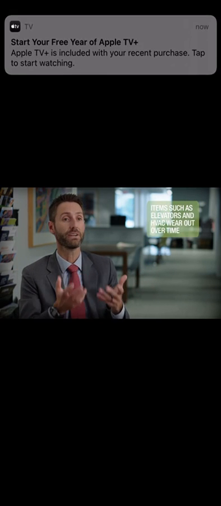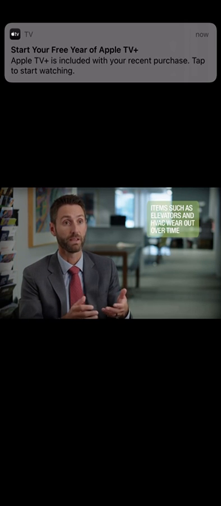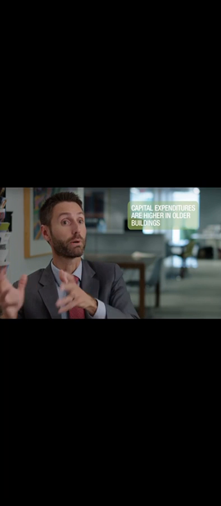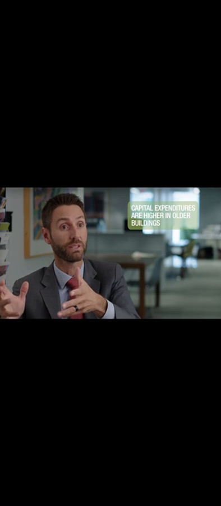So if we think about things like an elevator, elevators are very expensive and they wear out over time. The heating and the cooling, the ventilation, the HVAC within an office building is very expensive, very complex, and that wears out over time. So the amount of capital that you're going to be spending in an older building is much more than you would spend in a brand new building because all the physical items within the building are new. So there's a high degree of variation in the capital expenditure line depending on the building itself.